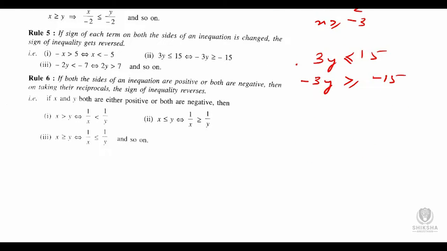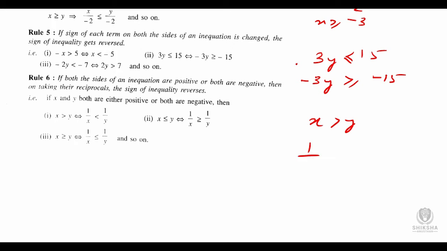Now, the sixth property says if both sides of an inequation are positive or negative, whichever may be, on taking the reciprocal, the sign changes. If I write x greater than y, then on taking the reciprocal it should be less than. For the reciprocal, the sign will reverse.